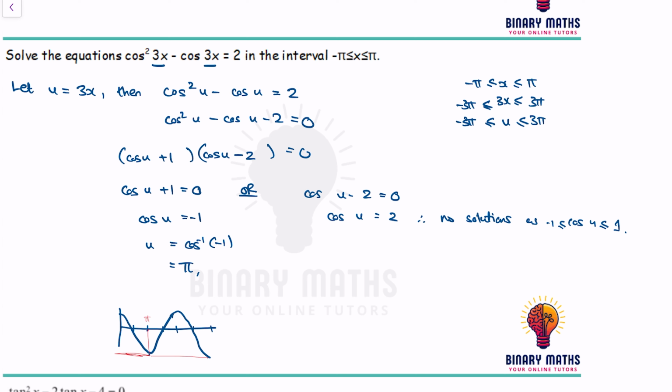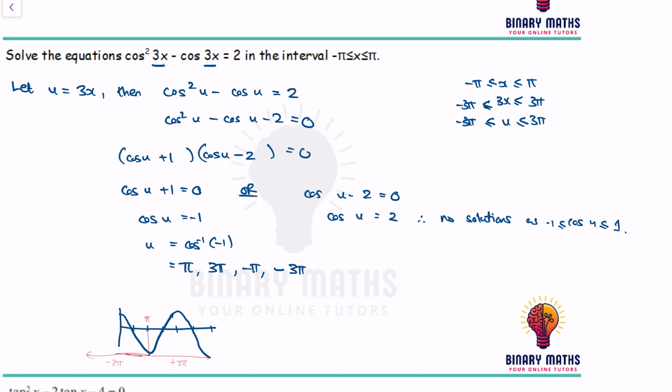So the next time it's at minus 1 will be if you add 2 pi, which will be at 3 pi. Going backwards, the next time it's minus 1 is if you subtract 2 pi from pi, which gives you negative pi. The next one on the other side will be negative 3 pi. And because 3 pi and minus 3 pi are included in the inequality, we can include these solutions.